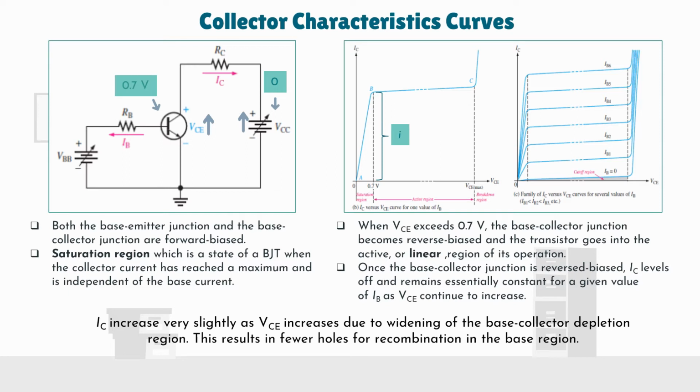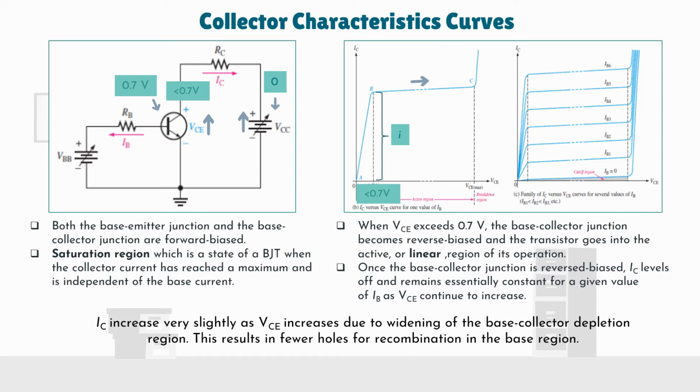IC increases as VCC increases because VCE remains less than 0.7 volt due to the forward biased base-collector junction. Ideally, when VCE exceeds 0.7 volt, the base-collector junction becomes reverse biased and the transistor goes into the active or linear region of its operation. Once the base-collector junction is reverse biased, IC levels off and remains essentially constant for a given value of IB as VCE continues to increase.